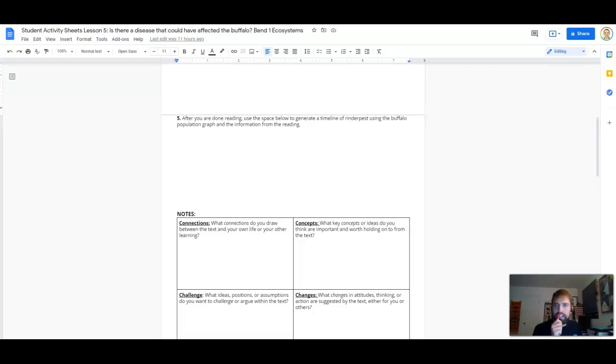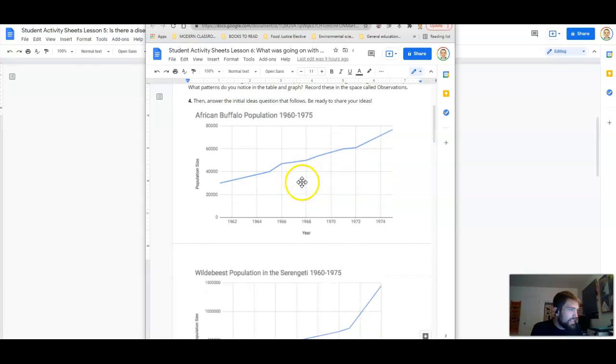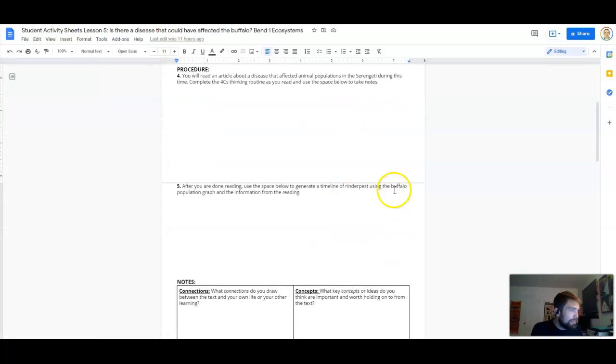As you're reading this article, you're thinking about it in a timeline, okay? It's really important, as you're listening, to think about the important dates, because in the next lesson we're going to be looking at the population of buffalo over this time period, 1960 to 1975, as well as wildebeests. So we really need to think about what was happening over the history of the buffalo. You're going to be creating a timeline here, and I'll be looking at that before you move on to the next lesson.